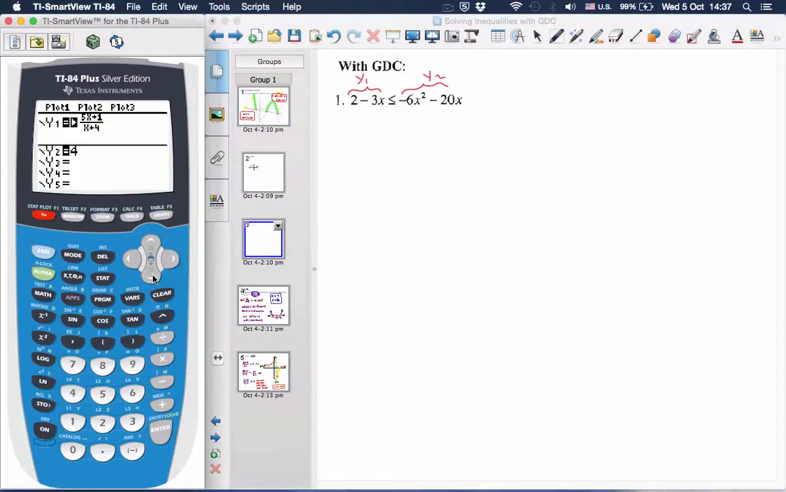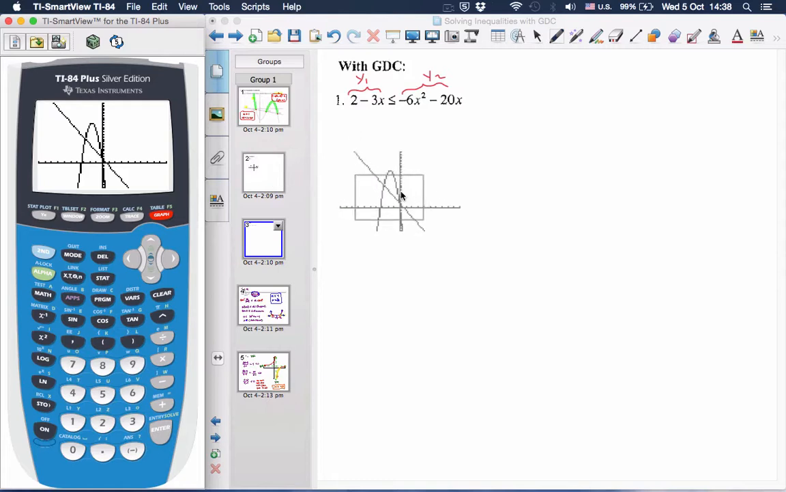So I'm going to do that over here, and I'll go 2 minus 3x. In y2, I'll put -6x squared minus 20x. And then I'm going to graph it. Okay, something's not right, so I am going to change my window setting. I'll go to zoom 6 and see. So I'm going to change the y maximum to 25. Hopefully that'll do, and it does. Okay, so this is my graph.